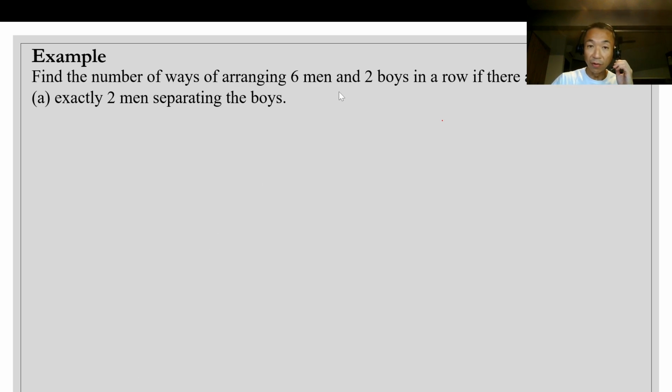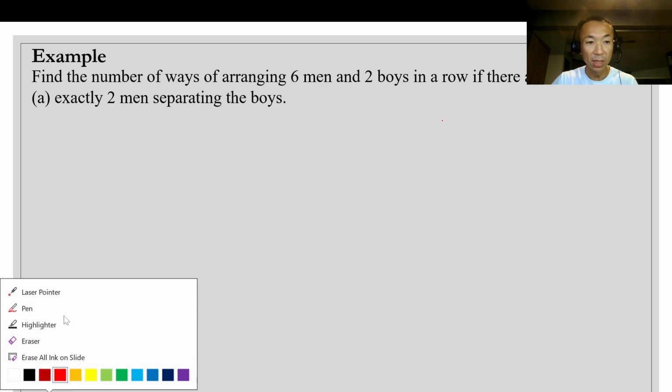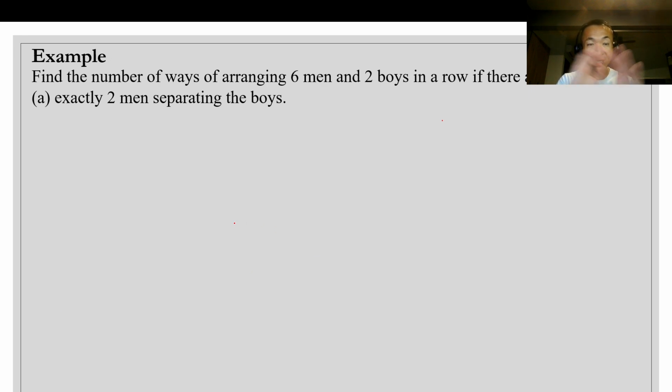Find the number of ways of arranging 6 men and 2 boys in a row if there are exactly 2 men separating the boys. In this kind of question, where you have 6 people, 2 people, whatever, as long as people, it is assumed to be all different. The boys are distinguishable. They can't be 2 identical. Even if they're twins, they are distinguishable. So there are 6 different men, 2 different boys.